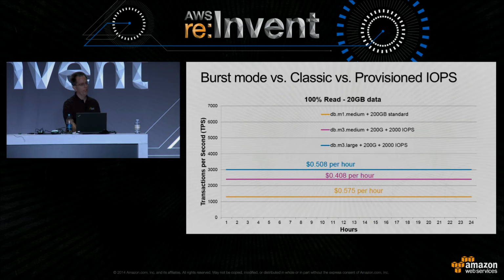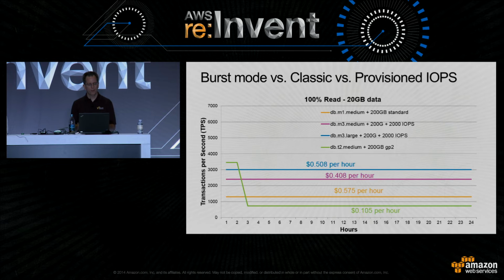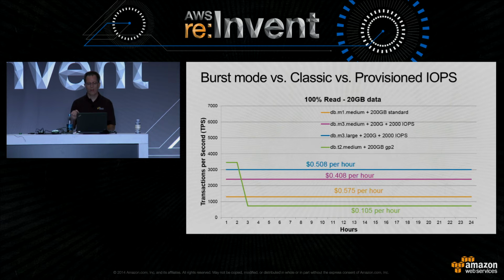Now let's go look at the T2s. So the first one I picked was that T2 medium with the 200 gigs of GP2 storage. What was very interesting on this particular test, which is a little different than the previous one, is that I get really good performance right off the bat. More than 3,500 transactions per second. And the remarkable thing, look at that cost. It's 10.5 cents an hour. That's almost a quarter of the cost of the M3 medium. So that's remarkable. Now it does drop down after a couple of hours, and I'm not getting that great performance now. I'm getting less than 1,000.